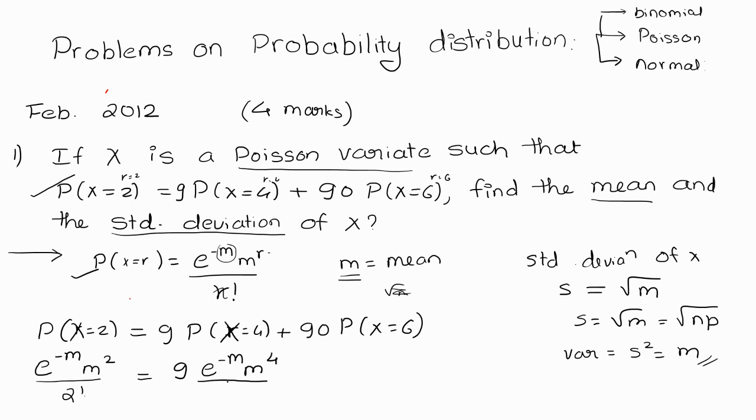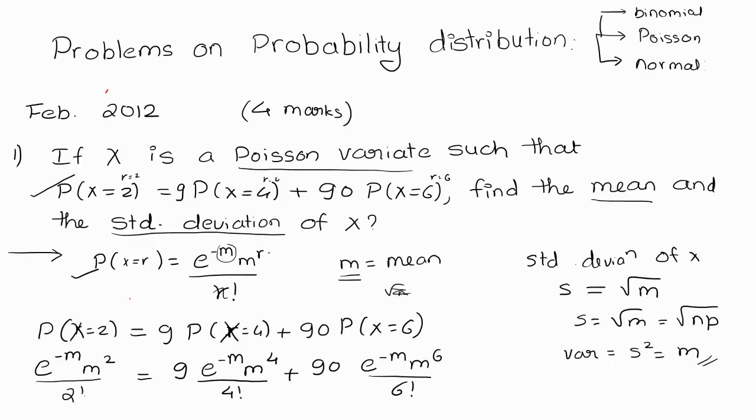Okay, divided by 4 factorial plus 90 times this r will be replaced by 6 here, so it will be e raised to minus m raised to 6 upon 6 factorial. Okay, so now I just need to simplify this. So how will be my things?